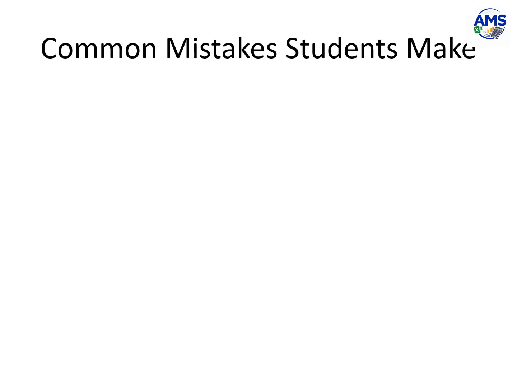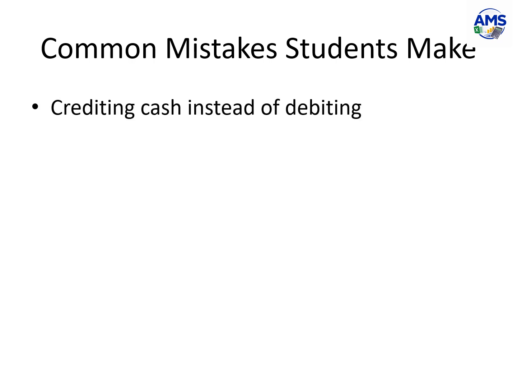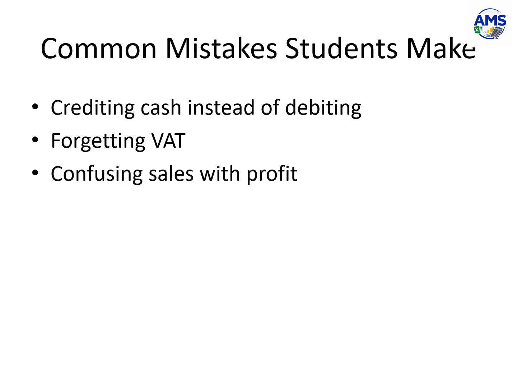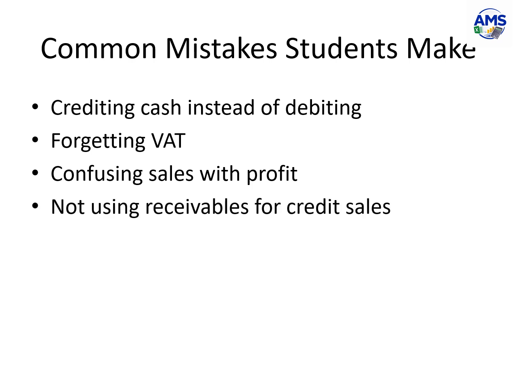Let's look at some common mistakes students make. Sometimes students credit cash instead of debiting it. They even forget about the VAT component. Sometimes students confuse sales with profit. Sales is different from profit. Another mistake that students make is not using receivables for credit sales.